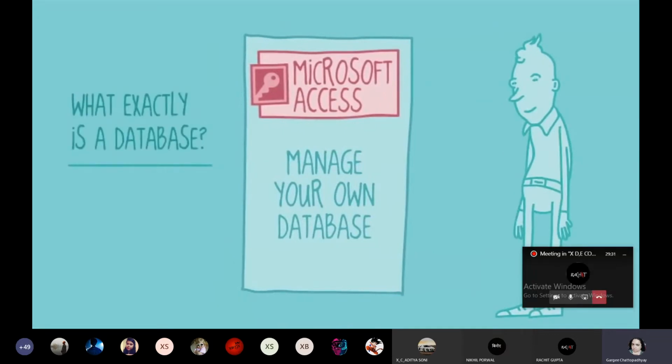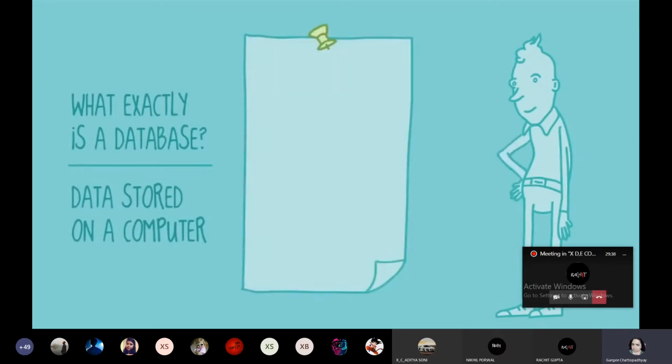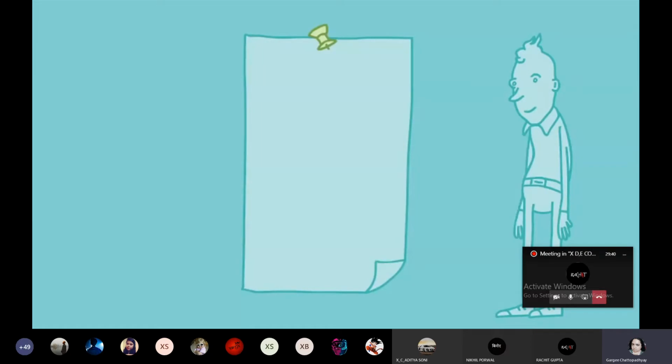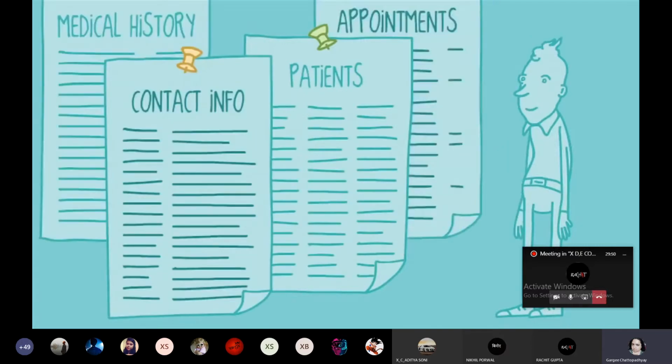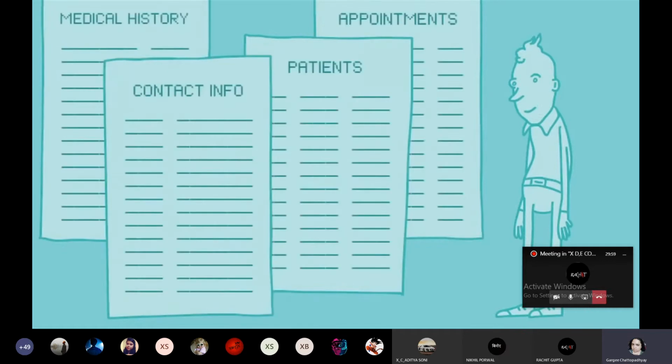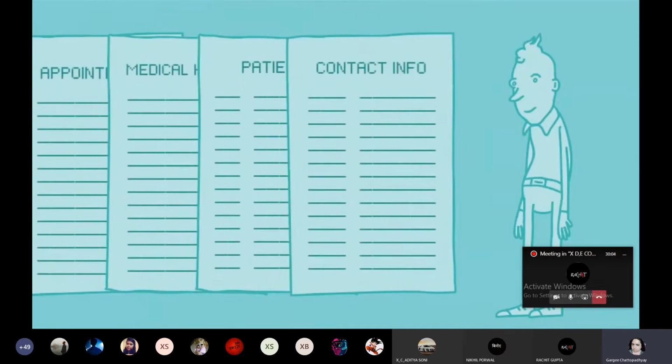Well, it's a collection of information or data that's stored on a computer, allowing you to enter, access, and analyze it in a way you never could on paper. Let's think about that. Before computers, what sort of paper records do you think the doctor's office kept on file? Certainly a list of patients and their contact information, also their medical history and a list of past appointments. That's how databases work, from the simplest to the most complex. They're basically a collection of lists, not on paper but on your computer, where programs like Access make it possible to organize your data, make it searchable, and so much more.